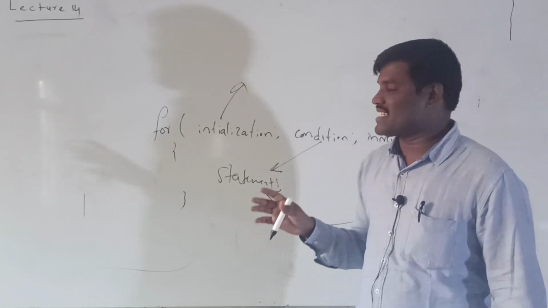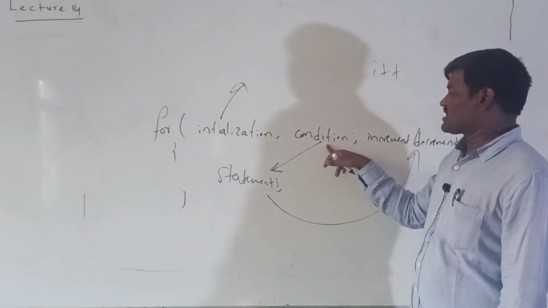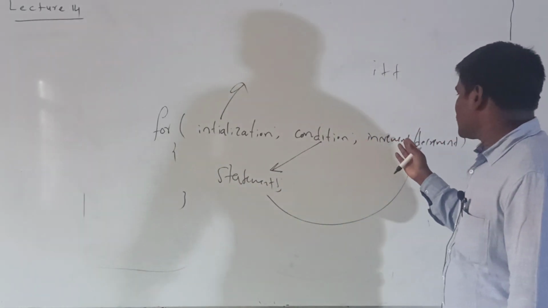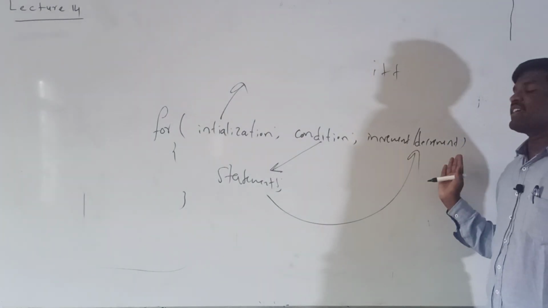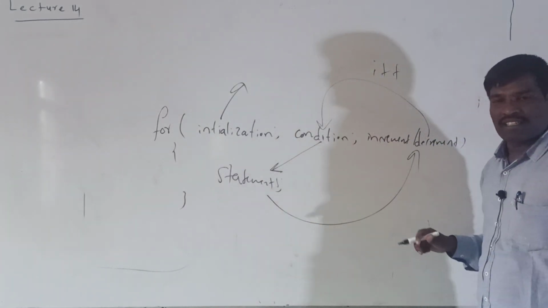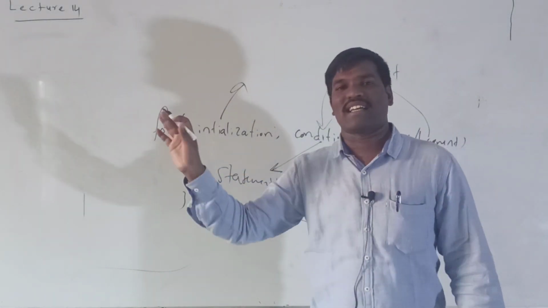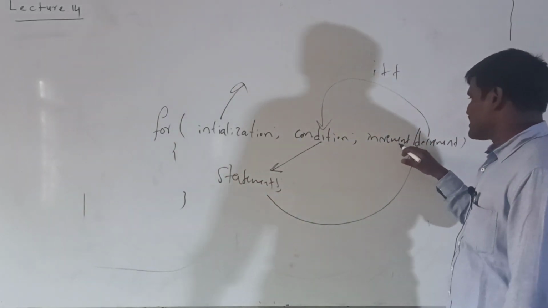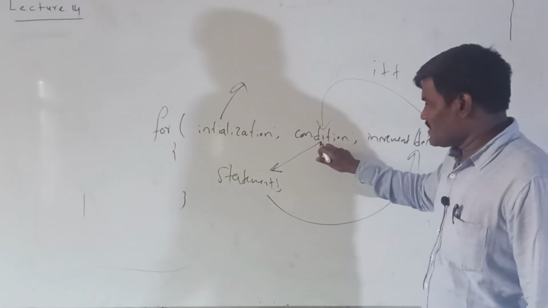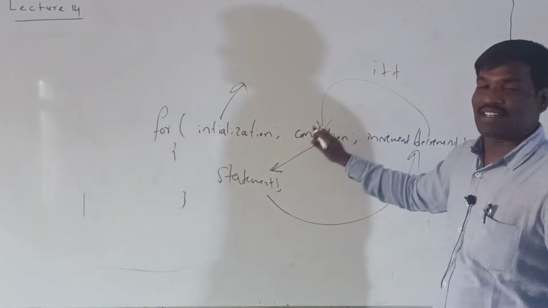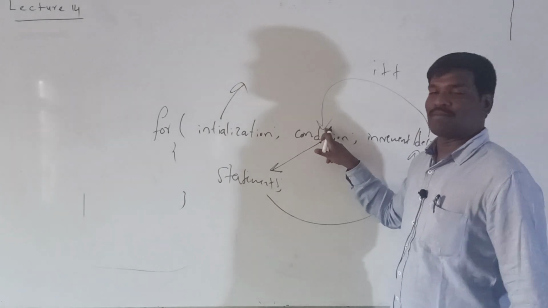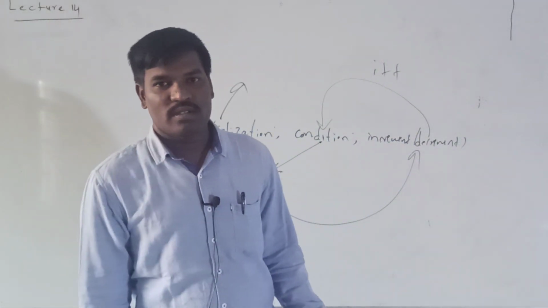After initialization, it will check the condition. If the condition is true, it will execute the statements. After executing, either the value will be incremented or decremented. After incrementing, again it will check the condition. Initialization will not be done again. Once initialization completes, after incrementing it directly checks the condition. Again statement, again increment, again condition. This process repeats until the condition becomes false. Once the condition becomes false, it will come out of the loop.